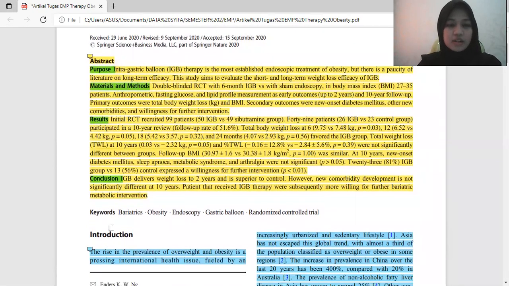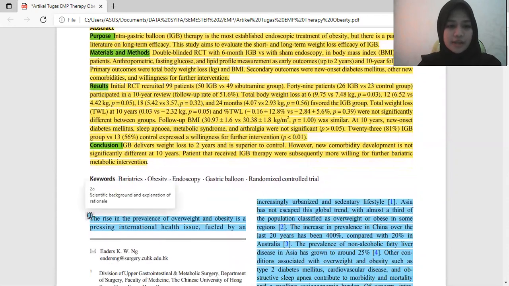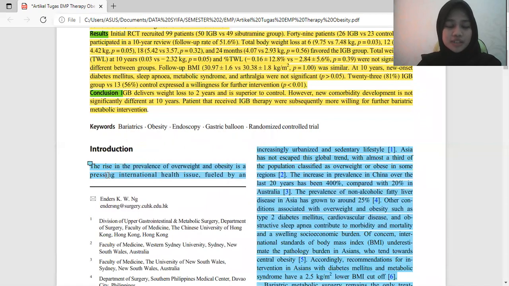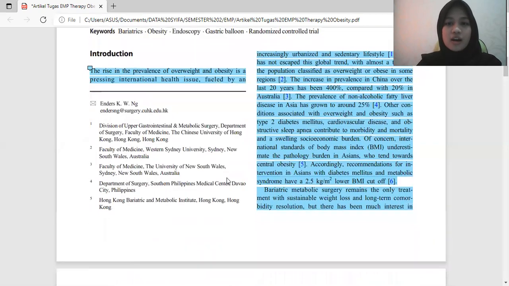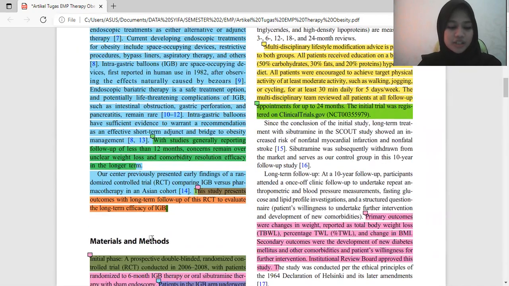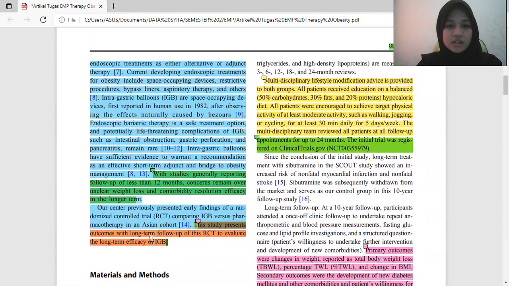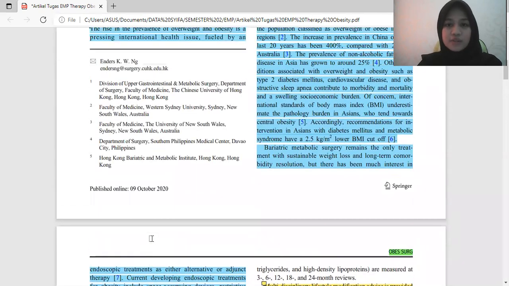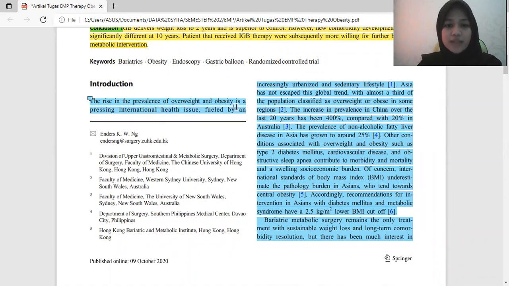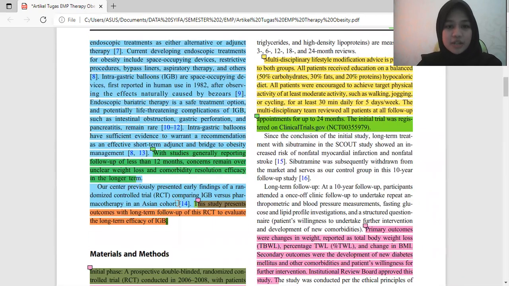The next is number 2A. The number 2A is scientific background and explanation of rationale. So number 2A, we can see in the introduction. In the introduction, all of the text is the scientific background. So number 2A is available. It starts with the rise in the prevalence of overweight until the ASEAN cohort.